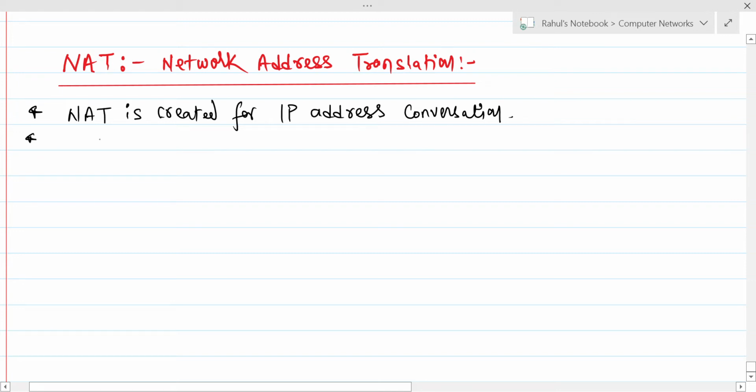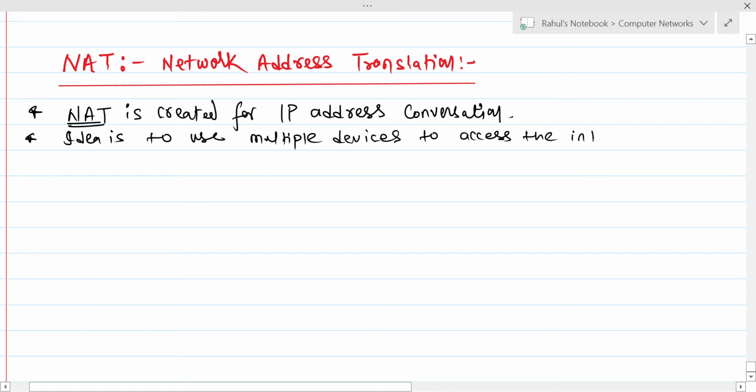Second point is the idea behind the creation of network address translation. The idea is to use multiple devices to access the internet with a single public IP address.